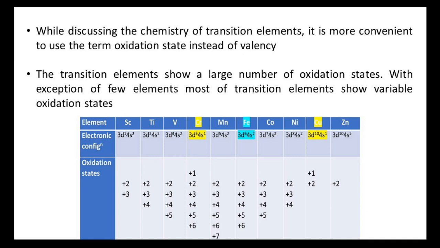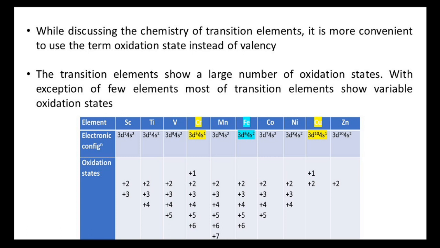So we have two oxidation states, the lower oxidation state and the higher oxidation state. The lower oxidation state is due to the involvement of ns electrons in the bond formation, or we can also say the loss of ns electrons. And the higher oxidation state is due to the involvement of both ns electrons as well as unpaired d electrons in the bond formation. So we'll take the example scandium.